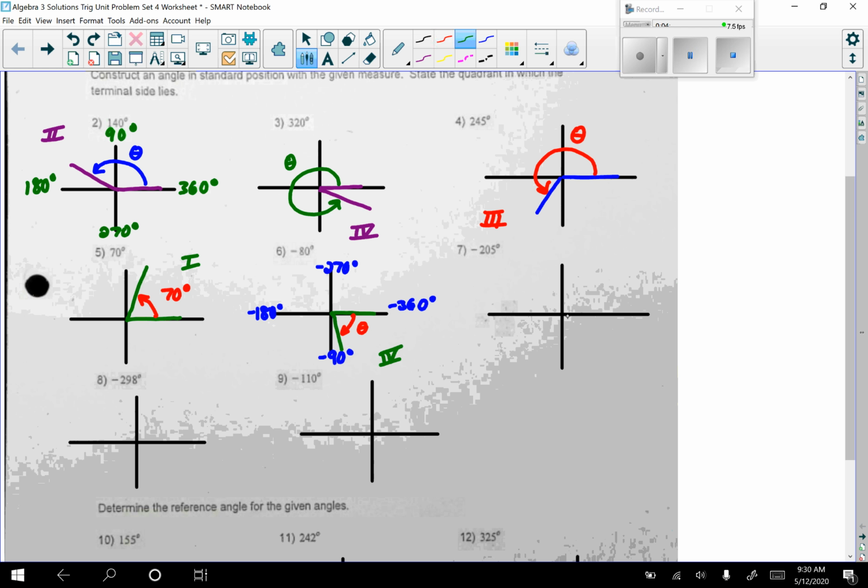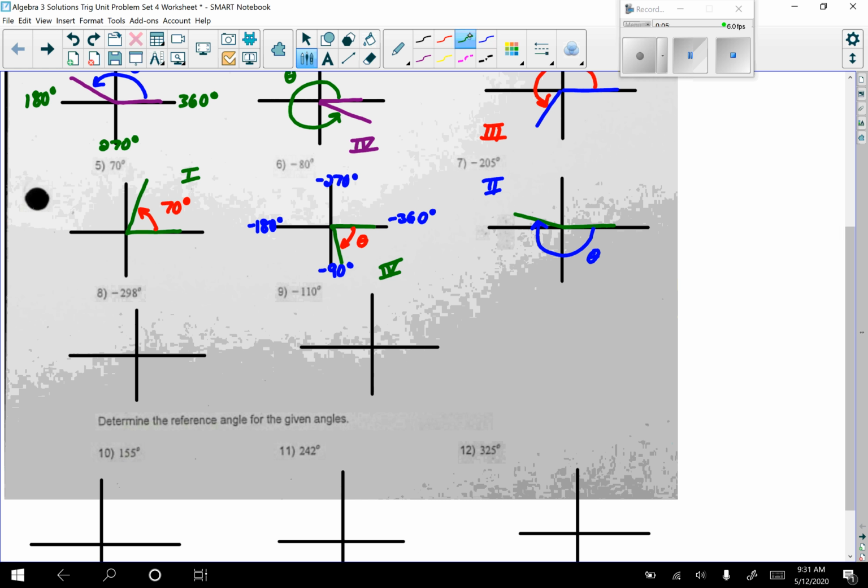Negative 205 the same way. Here we have our initial side. Negative 205 is going to be between negative 180 and negative 270, just a little bit past the negative 180, so like 25 degrees is what we're looking at, so maybe something that looks like this. But again, we want to show that we rotated in a clockwise rotation here, and then we could label theta, so we are in quadrant 2 for that one.